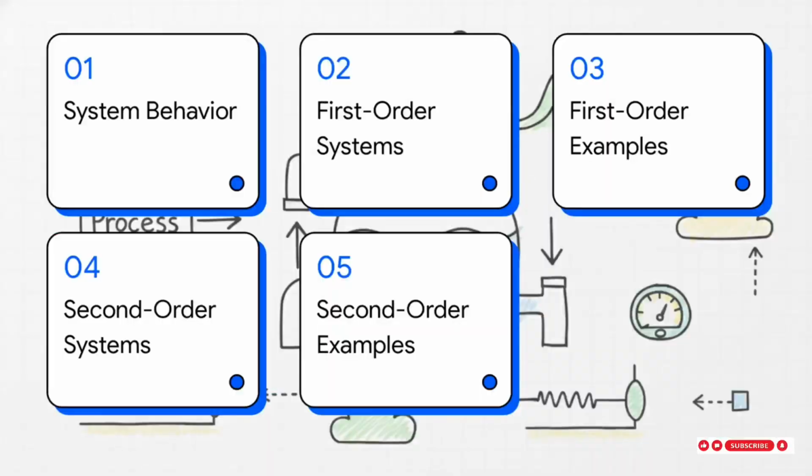All right, let's quickly run through our syllabus for today so you know exactly what to expect. First up, predicting process system behavior. 2. First-order systems explained. 3. Real-world first-order examples. 4. Second-order systems explained. And finally, number 5, real-world second-order examples.